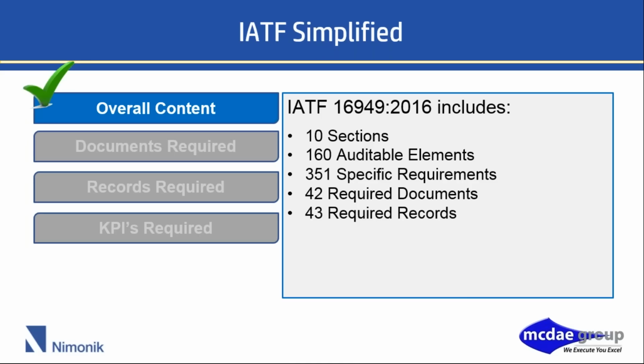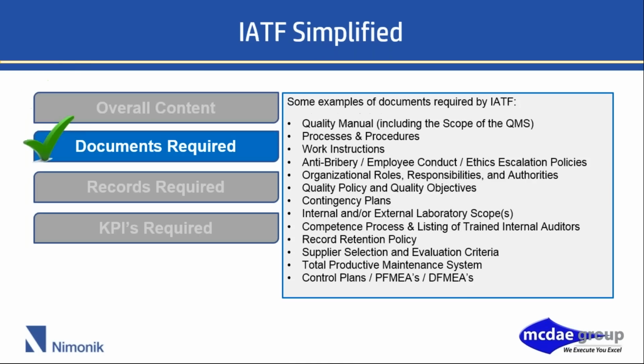Where we get that from is the word shall, which when it appears in the IATF standard is translated into must. So if it says the organization shall do this or that, it's really saying the organization must, which means that is a specific requirement. There are also 42 required documents needed for an IATF 16949 system, and there are 43 required records. It's a high-level overview.